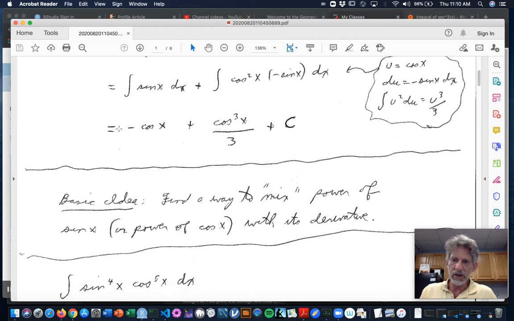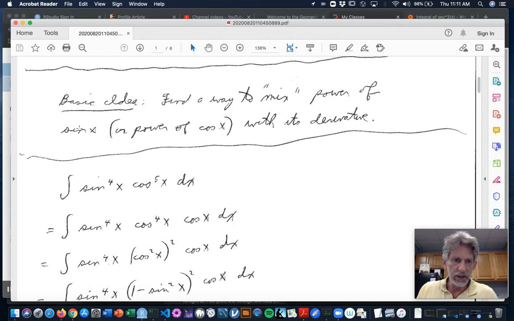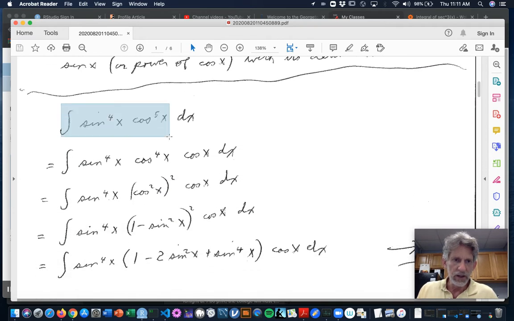So that's the basic idea for problems like the initial example. You might have a power of a trig function that's all alone by itself. But if you can mix in one of the derivatives of the trig function, then maybe you can solve pieces of your problem by substitution, u substitution.